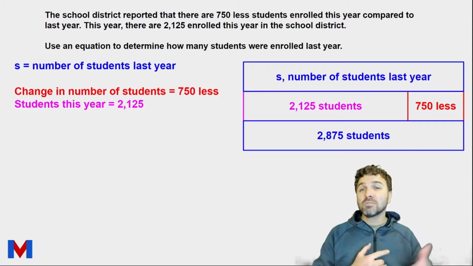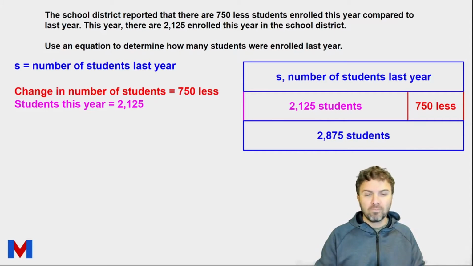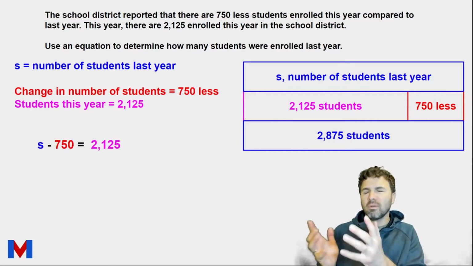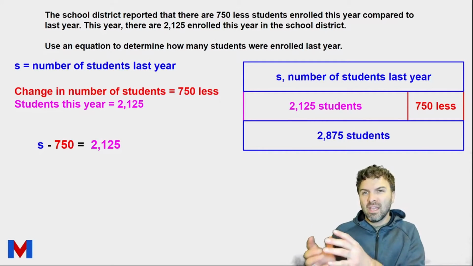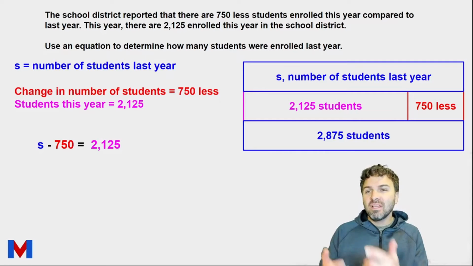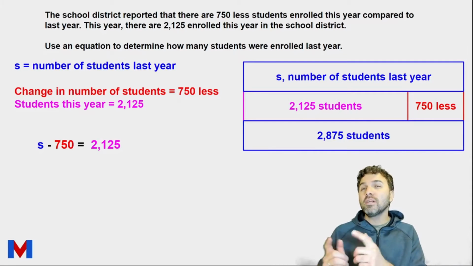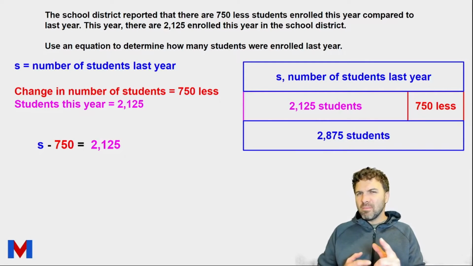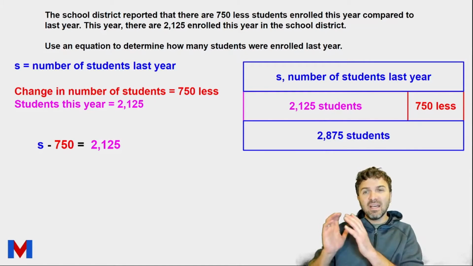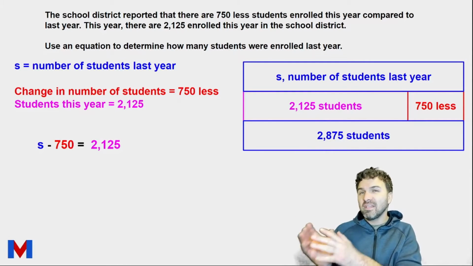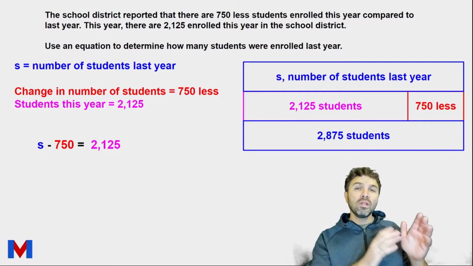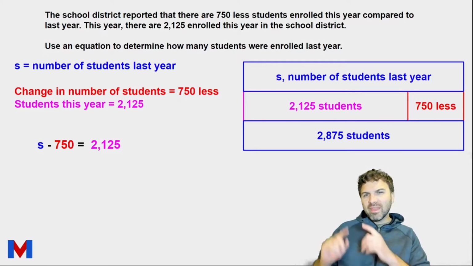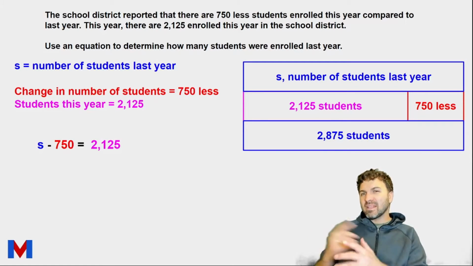But let's look at this more algebraically. Let's actually write an equation now. So over here, we have the amount of students from last year, and we're going to reduce that by 750 to get 2,125. Well, we have an equal sign. That means that both sides are the same. That means that the left side, that S minus 750, is the same as 2,125. But on the left side, we're trying to figure out what that S is. So it means we've got to get the S by itself.